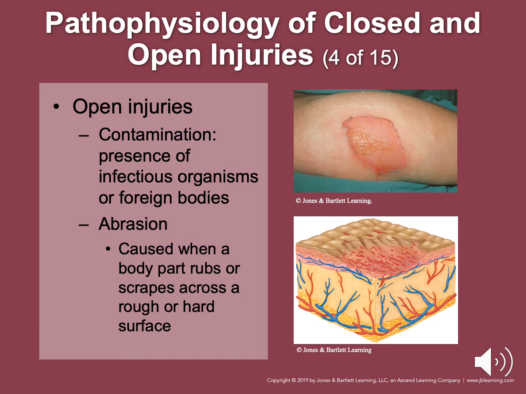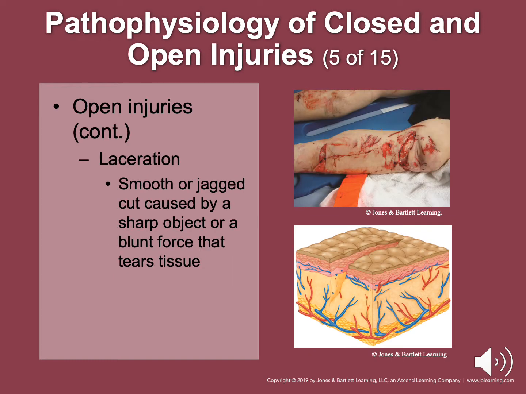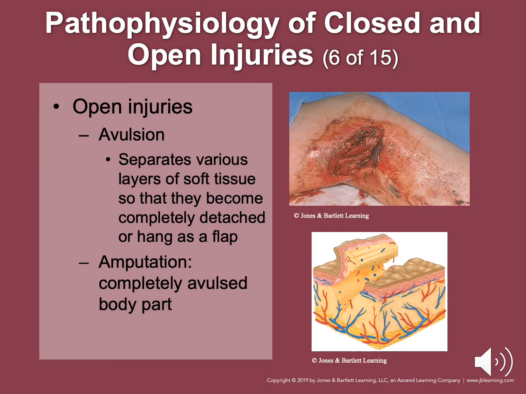Open injuries, contamination is one big problem. Presence of infectious organisms or foreign bodies. An abrasion is caused when a part of the body rubs or scrapes across a rough or harsh surface. Blood may ooze from the injury, located in the dermis. A laceration is a smooth or jagged cut caused by a sharp object or a blunt force that tears the tissue. Depth of the injury can vary and may appear linear or stellate. Avulsions are separation of layers of the soft tissue, where they become completely detached or hang as a flap. So an amputation is a completely avulsed body part.